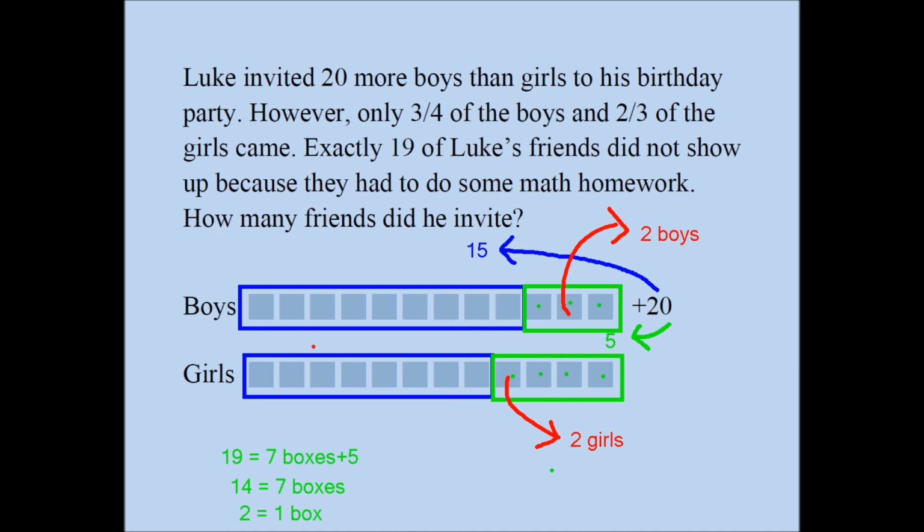Well, that's not too difficult. Altogether, I have 12 chunks here, 12 chunks here. That's 24 chunks or boxes. And each box is worth 2 kids. 24 times 2 is 48. He must have invited 48 boys and girls, plus the 20 more boys from here. And that has to be 68. So my final answer is 68.